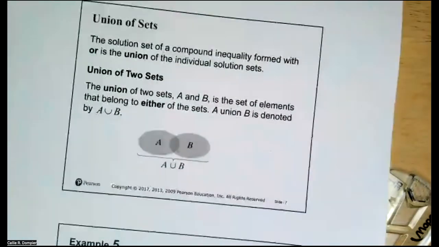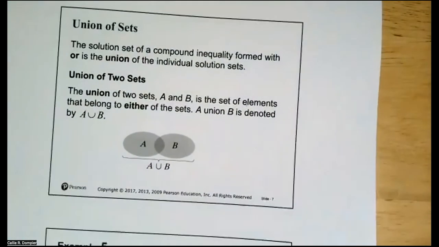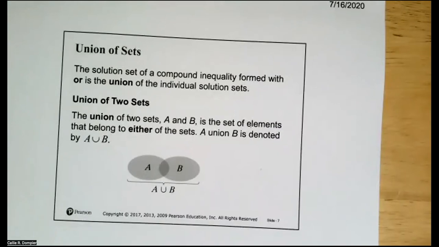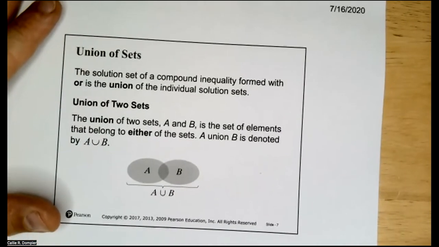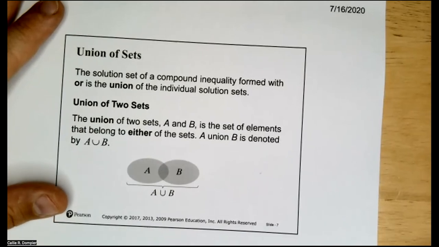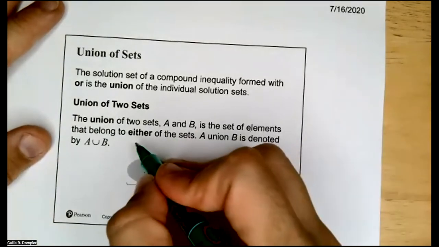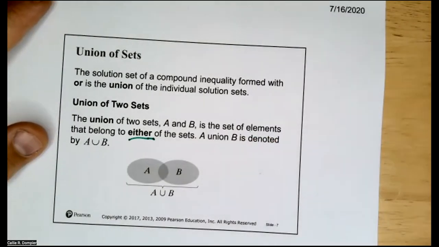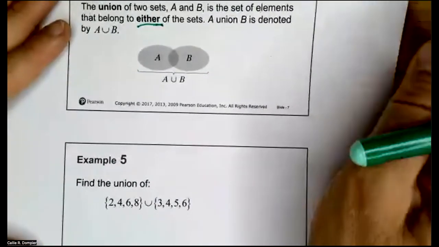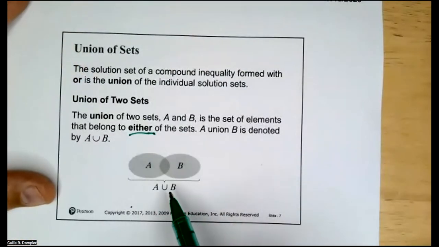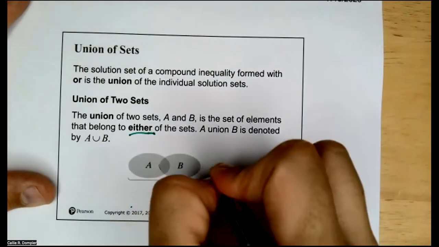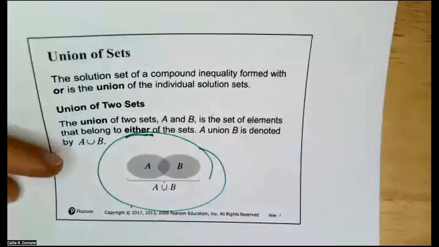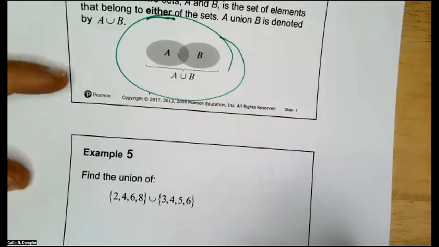All right, the other half of today that we have 6 minutes to cover is union. Union is the letter U, and it is OR. It's the solution set of a compound inequality formed with OR. It means that anything belonging to either of the sets is included in the union, okay? Everything. So if you were finding the union, do you see the difference? A union B is not just this middle part, it's all of it. Everything from A and everything from B at the same time, okay?